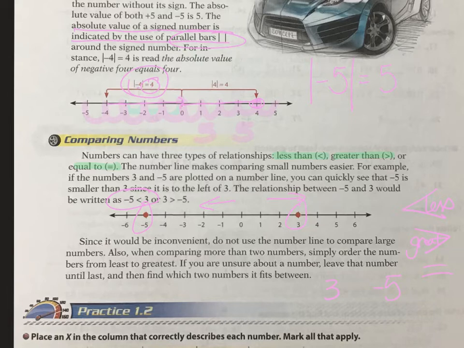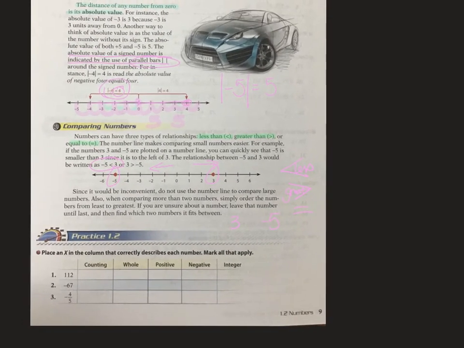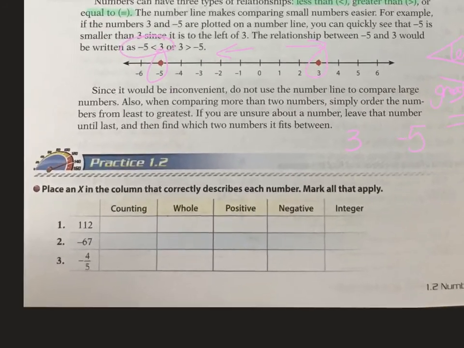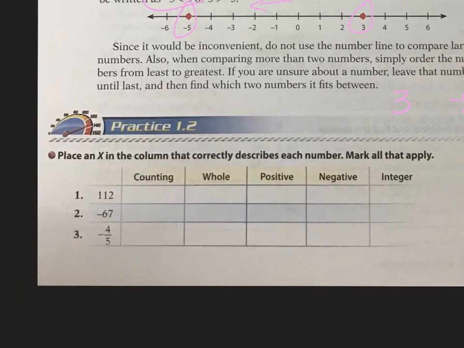Okay? Since it's inconvenient, do not use the number line to compare larger numbers. When comparing more than two numbers, you just simply want to order those numbers and compare them from least to greatest. All right, so let's practice some of these together, all right? And then you're going to get an assignment.